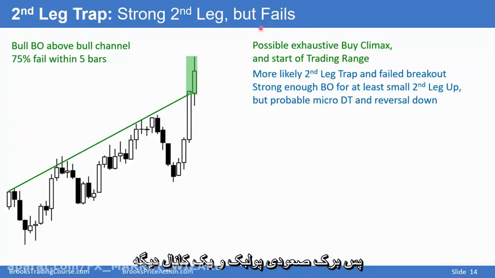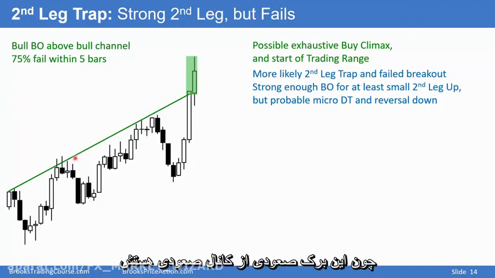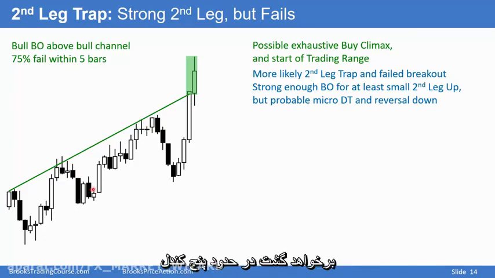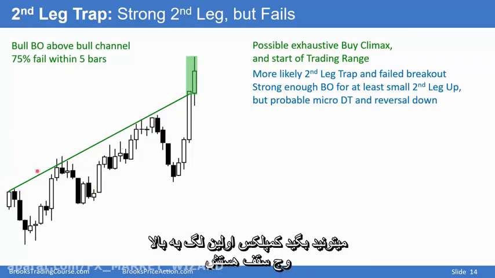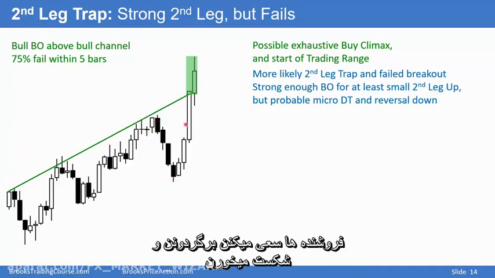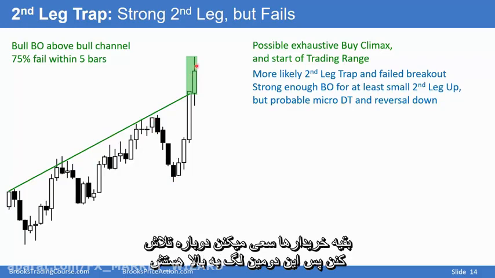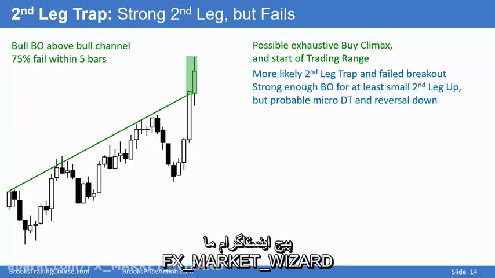So bull breakout, pullback, and then another channel before the trading range begins. Because this is a bull breakout of a bull channel and not a bull breakout of a trading range, 75% chance it's going to fail within about 5 bars. As I said, this is a tight channel. You can call it a complex first leg up, a wedge top. The bears tried to reverse and failed, and now the bulls are again trying, so this is a second leg up.